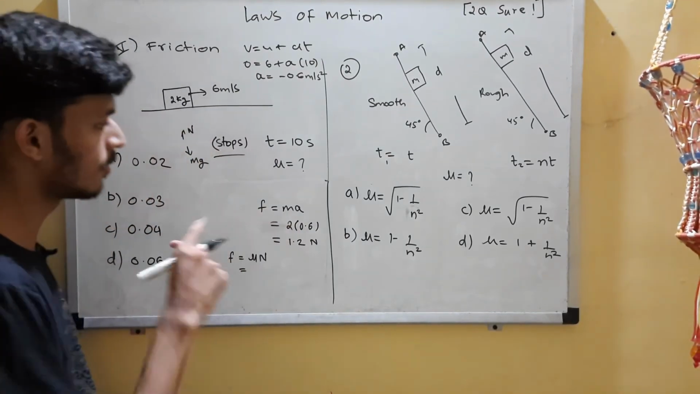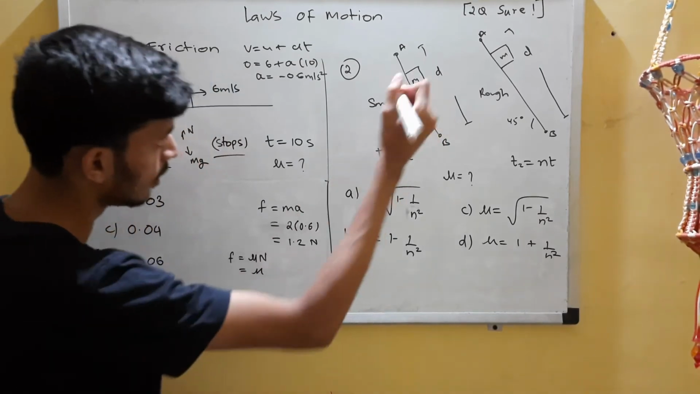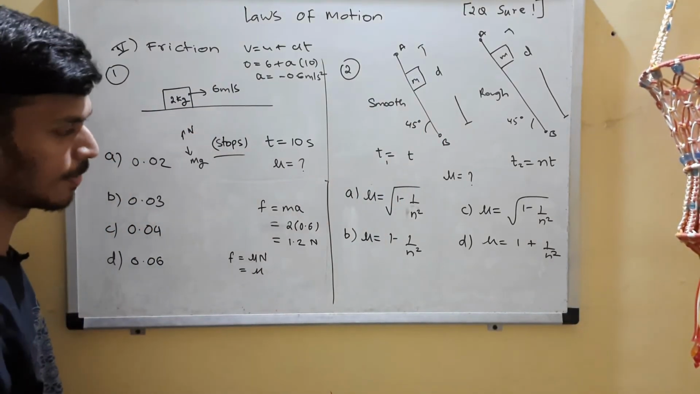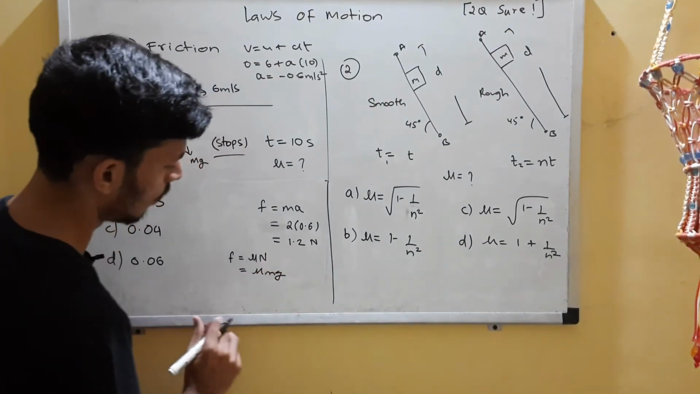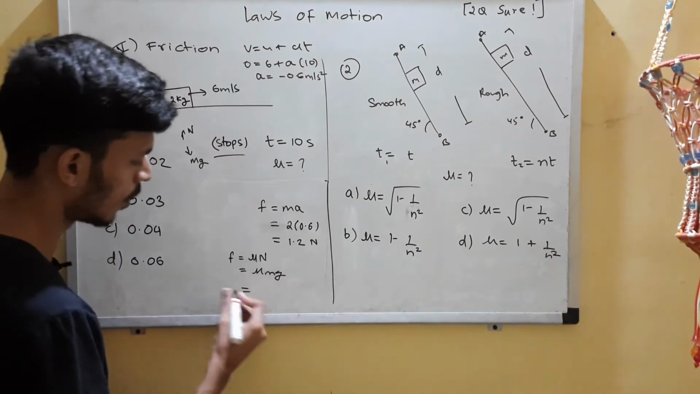So not always, but in this case it is, okay? So mu into N, you'll see over here, N is not always equal to mg. Sometimes it can be different, okay? So here you'll get the frictional force formula as mu mg, okay? Mu is what we want to find.